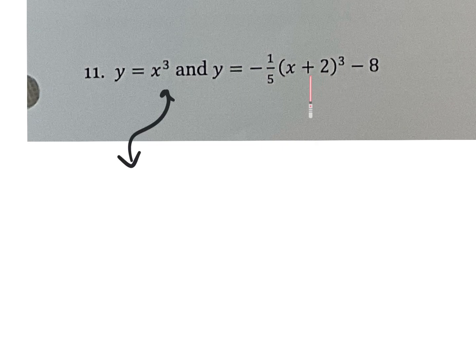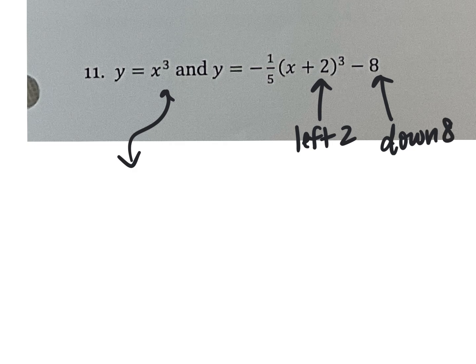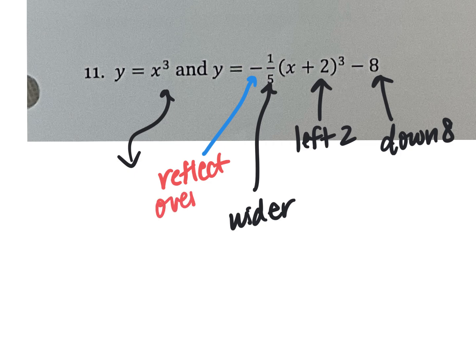What's this plus 2 going to do? Left 2. What about that minus 8? Down 8. What about that 1/5? Skinnier or wider? It's going to make it wider. And don't forget about this cute little negative sign. What's that negative sign going to do? Upside down. Reflect over.